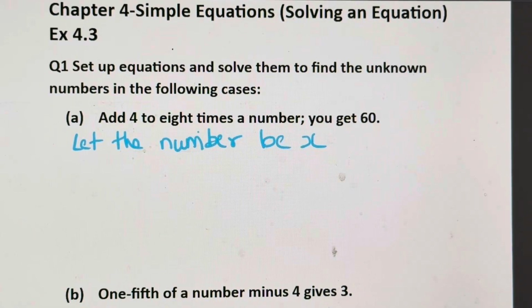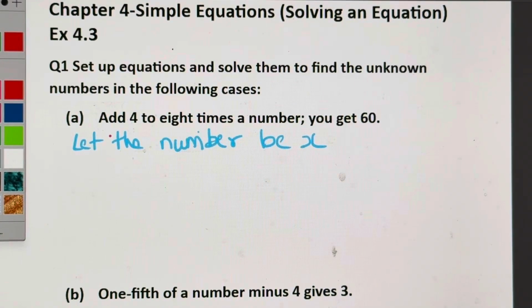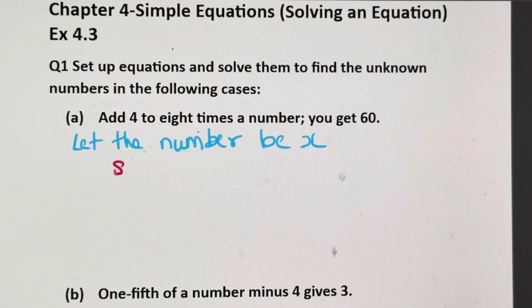Now we try to form the equation first, set up an equation. What is written? Add 4 to 8 times a number. 8 times a number means 8x, 8 multiplied by x. For multiplication, we don't write any sign. So 8x. Add 4 to it. And you get 60. You get means write the equal to sign. So 8x plus 4 is equal to 60. That's the equation which is formed.